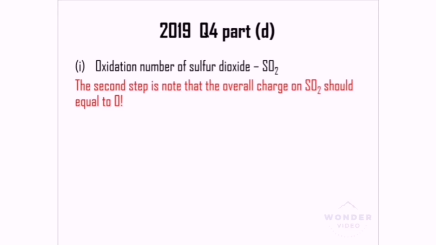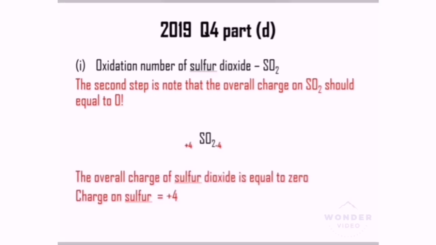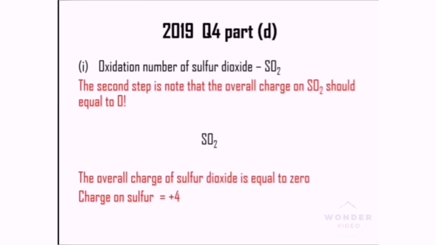The second step is to note that the overall charge on sulfur dioxide should equal 0, as we mentioned before. So a -4 plus a +4 should give you an answer of 0. So therefore, the charge on sulfur is +4.